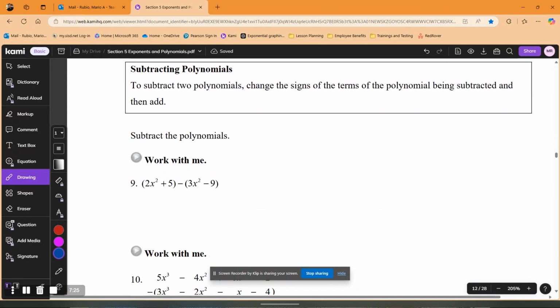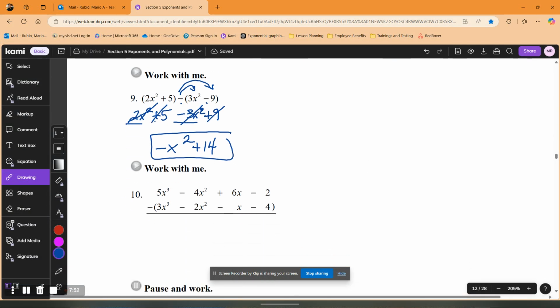Let's look here. Now subtracting, same thing, but you're going to distribute this negative. So that becomes negative 3x squared. Negative and a negative 9 is a positive 9. Then 2x squared. I'm just going to bring this down, and I'm going to add the things that look alike. So 2x squared minus 3x squared is negative x squared. Cross those out. 5 and 9 is 14. And I'm done. Okay. I want you to do the same.